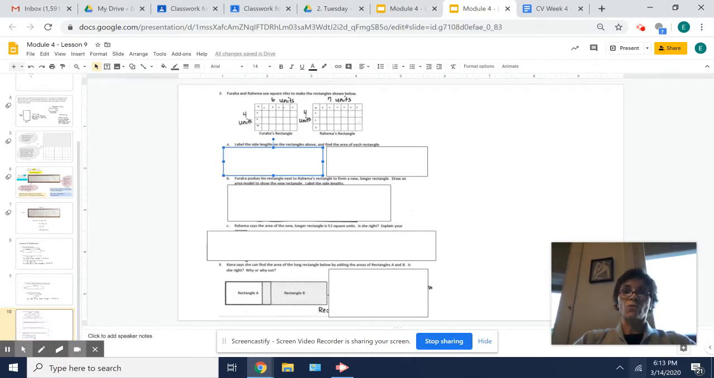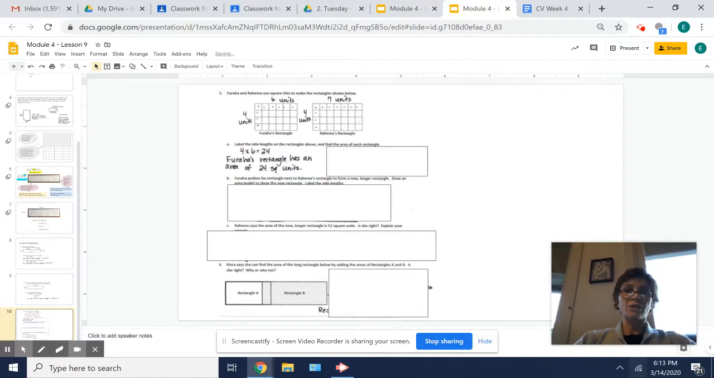We'll have to do 4 times 6, or 6 times 4, which is 24. That's the first rectangle. The second rectangle is 4 times 7, or 7 times 4, which is 28. So we have 24 square units for the first rectangle and 28 square units for the second rectangle.